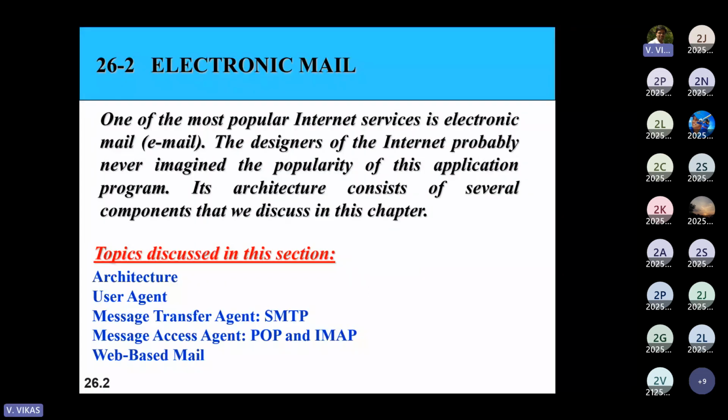So basically when the internet came into the picture, one of the most important services to which people got attracted was email, or electronic mail. The people who came up with the internet never imagined this would be the popularity of email. In this case, we will be discussing the architecture we have with respect to email. We have some components like user agent, message transfer agent, message access agent. About these things we will be looking.